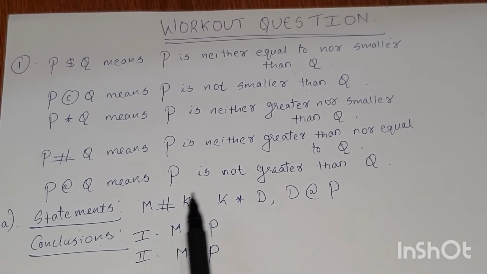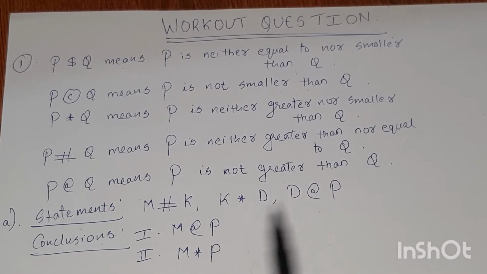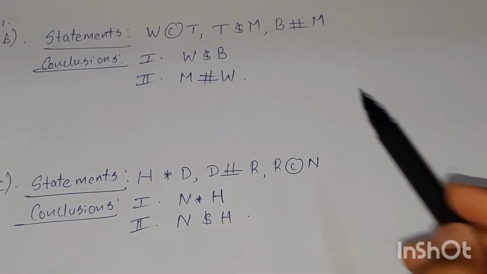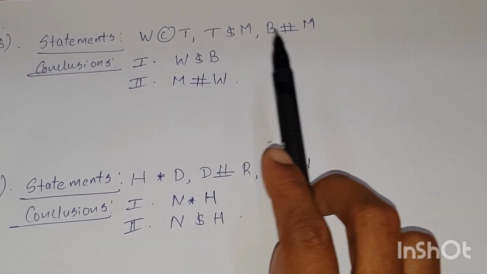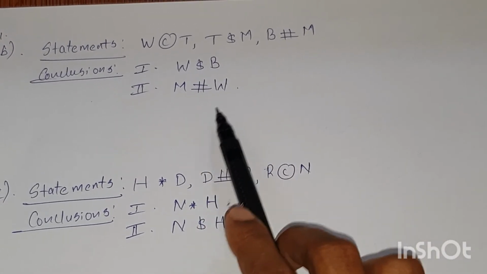Statements: M hash K, K star D, D at the rate P. Conclusions: M at the rate P, M star P. Second, statements: W copyright T dollar M, B hash M. Conclusions: W dollar B, M hash W.